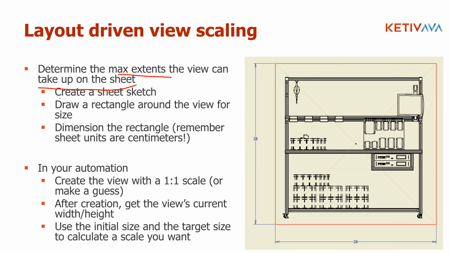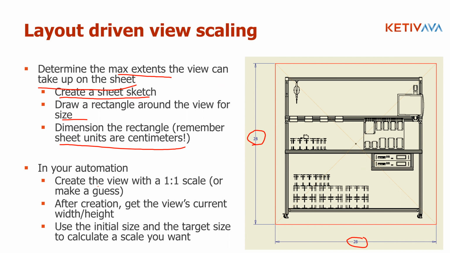And really the way we calculate that is usually we create a sheet sketch on the drawing sheet. We create an example drawing for us to use as a guide. We create a sheet sketch and we draw a rectangle around each view, and we basically dimension that rectangle. We have to make sure that we're using centimeters, because Inventor's internal units are all centimeters. So you've got to remember that what you want is the centimeter size of that rectangle.